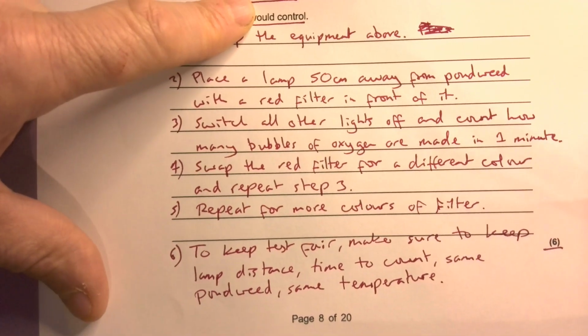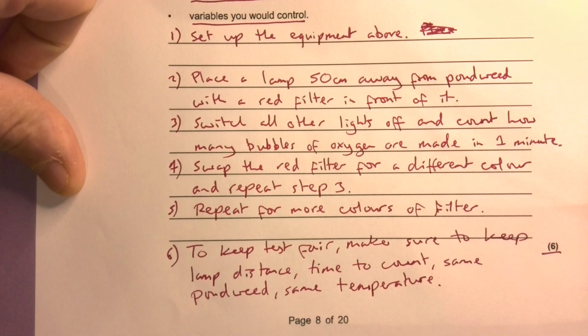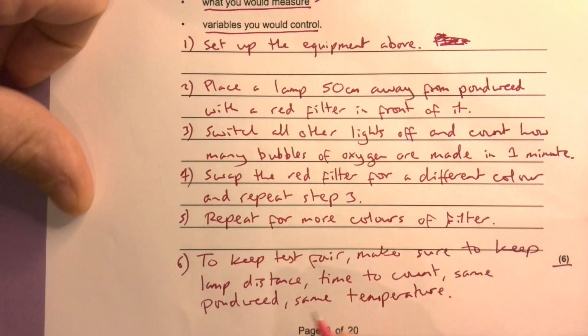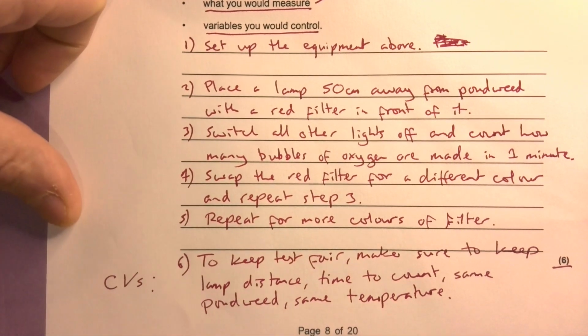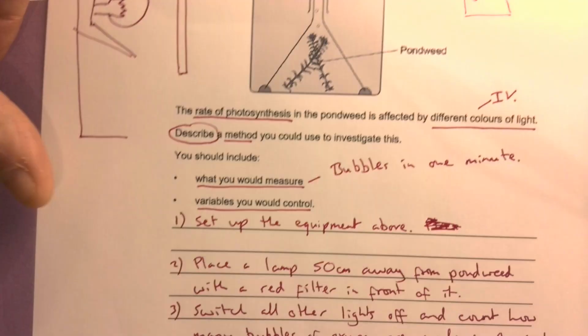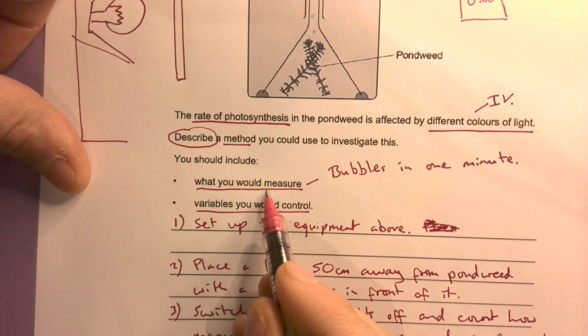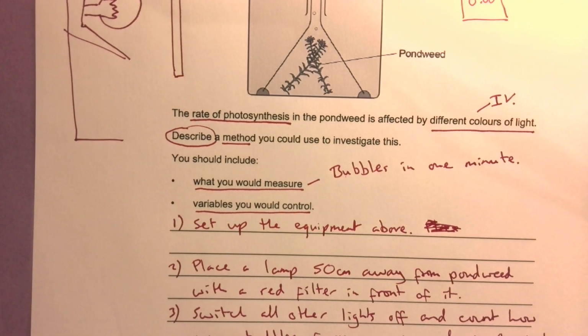Okay. Now, when you write the answer in an exam, you'd have a lot more space to write the answer than I do here. What I might do is just check that I've got, okay, so these are my control variables. So CVs, control variables, I'll just put that there. Am I happy that I've written down what you'd measure? Well, I might just write that there, bubbles in 1 minute, just so the examiner knows. Okay, that's exactly what I measure. Okay, very straightforward 6-mark question, that one.